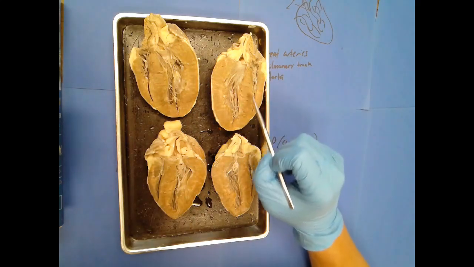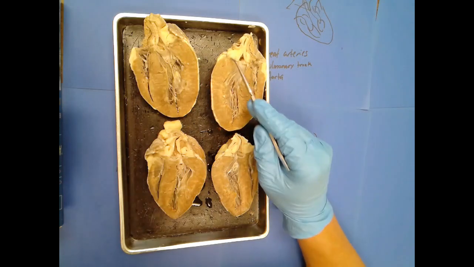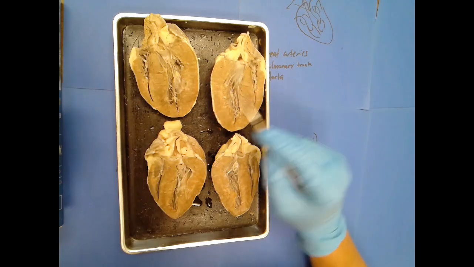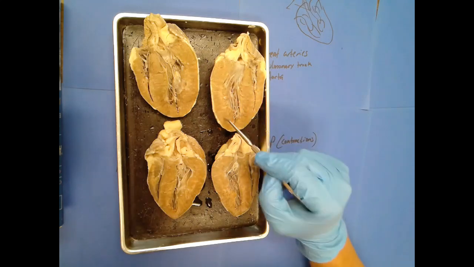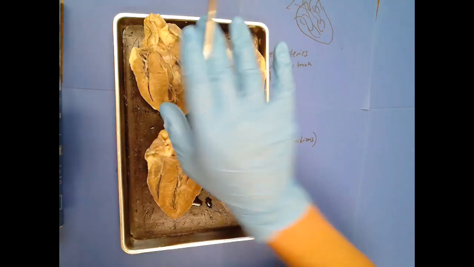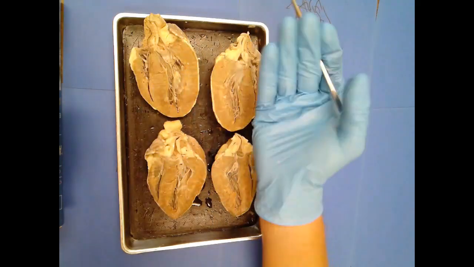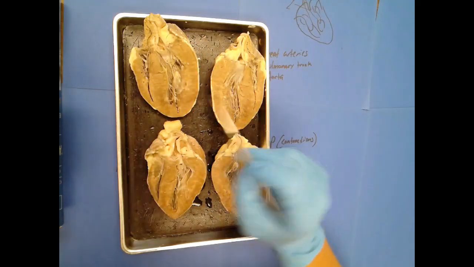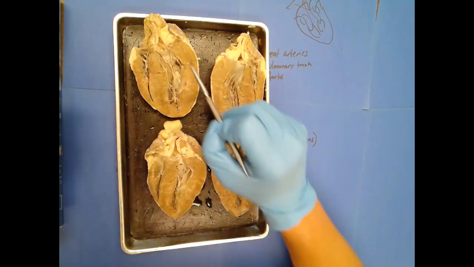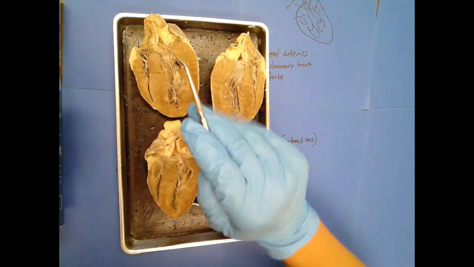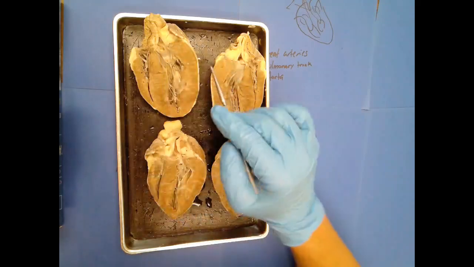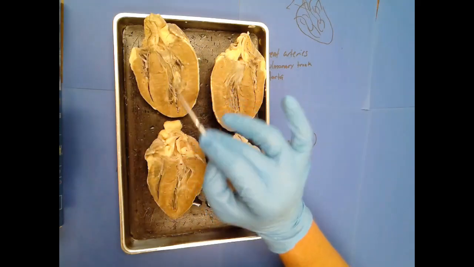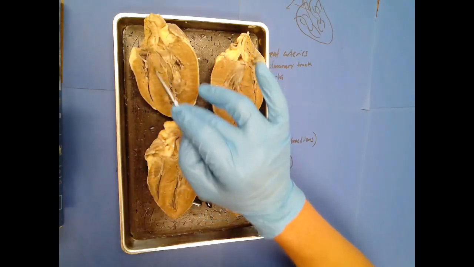And then again, from the posterior view, or I guess this is the posterior side of the heart, but we're looking at it from an anterior perspective. This is the left ventricle, and that is the right ventricle, and there's the IV septum. Okay. And right here, you can see that's a chordae tendineae that attaches to a papillary muscle. Let me elevate this up so you can see it a little better. Chordae tendineae, mitral valve, papillary muscle, and the trabeculae carneae on the inside.